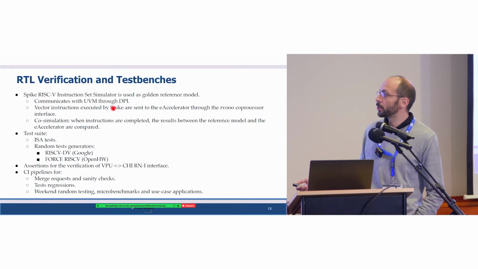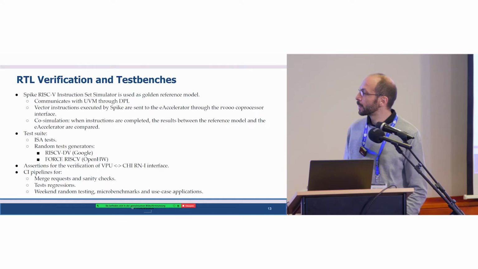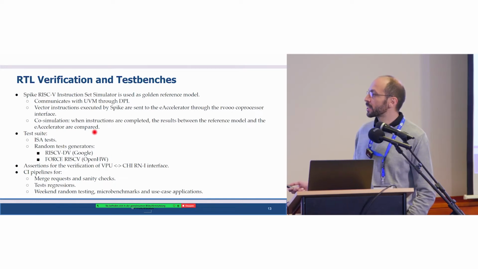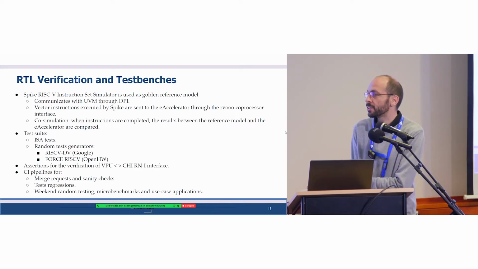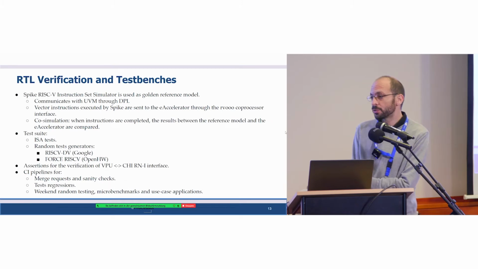Spike communicates with UVM through DPI, and when instructions are completed, as I said, we compare them. We also are working on a test suite. We have the typical RISC-V ISA tests. We're using two random test generators. One's called RISC-V DV from Google. The other one's called Force RISC-V from Open Hardware.